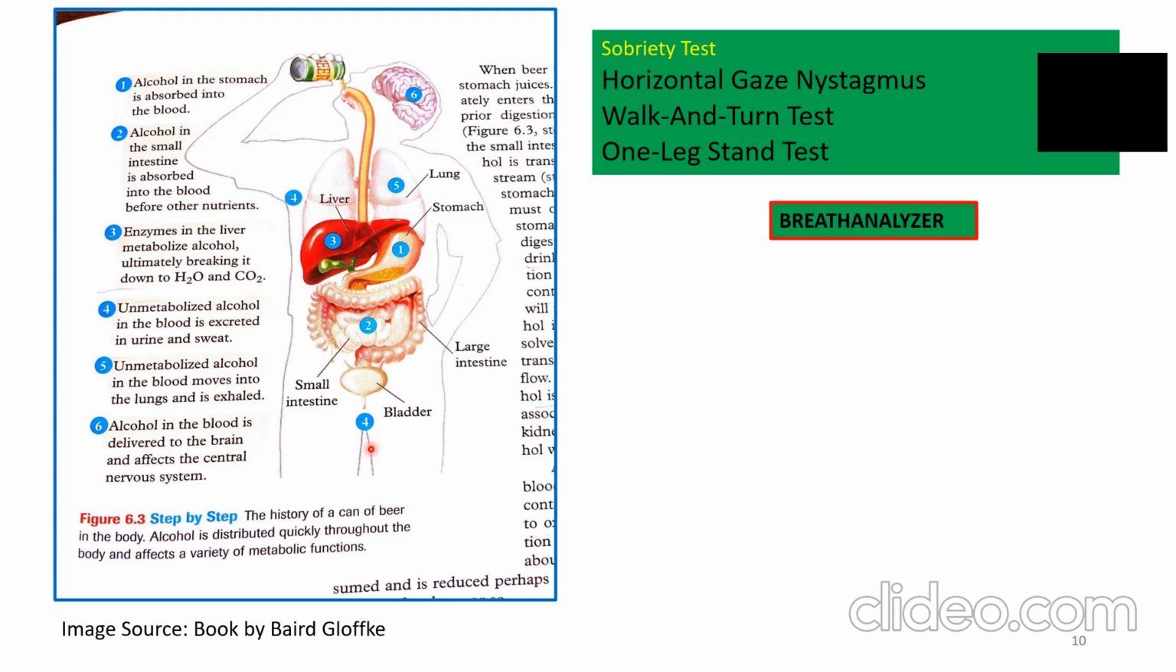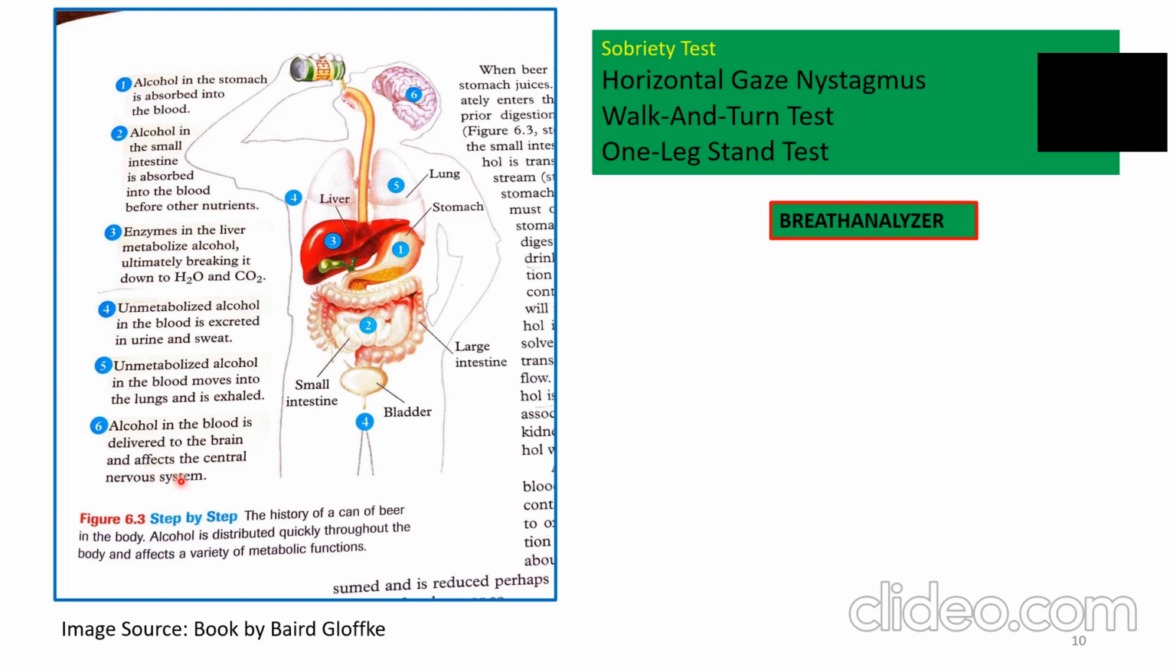The unmetabolized alcohol in the blood goes through the lungs, and some of the alcohol moves across the alveoli and is exhaled. Finally, alcohol in the blood is delivered to the brain, and it affects the central nervous system, and the person becomes dim and hazy. He loses his muscular coordination, and when the alcohol level in the person's blood becomes higher, the sedative effect dominates over the stimulating effect, and driving in a drunken state is a crime.